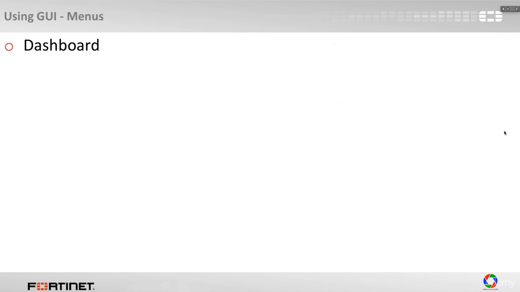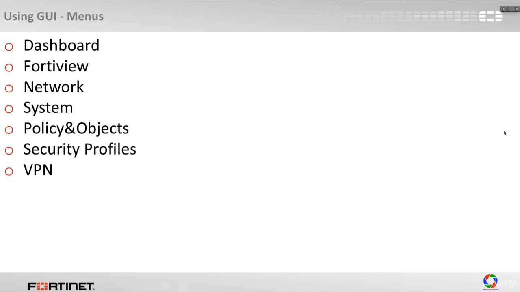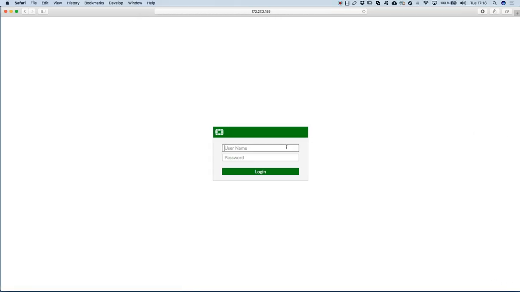In terms of menus, we'll see that we have quite a lot of menus in the graphical user interface: Dashboard, FortiView, Network, System, Policy and Objects, Security Profiles, VPN, User and Device, WiFi and Switch Controller, Log and Report, and Monitor. So let's get started and hit the graphical user interface and take a look. So we'll now log in. Remember that we have set admin and admin as username and password.